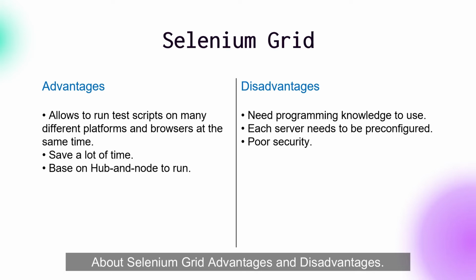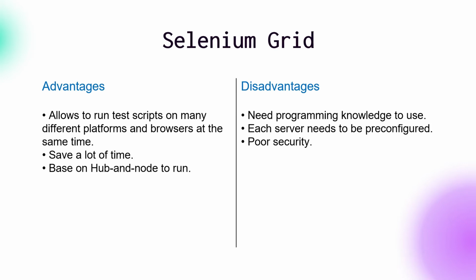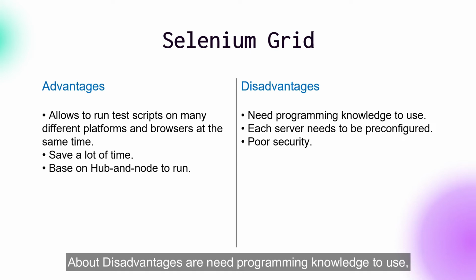About Selenium Grid advantages and disadvantages. The advantages are that it allows running test scripts on many different platforms and browsers at the same time, which saves a lot of time. The disadvantages are that it needs programming knowledge to use, each server needs to be pre-configured, and it has poor security.